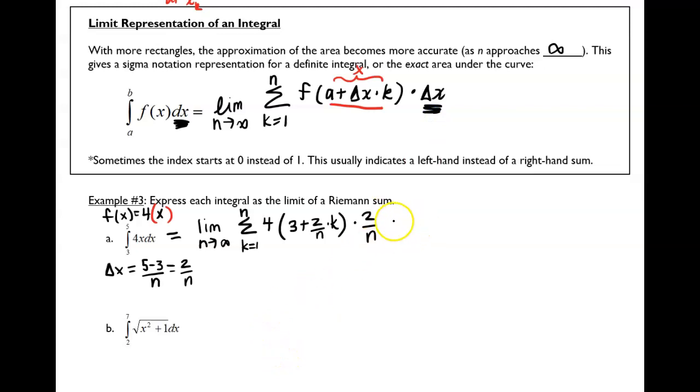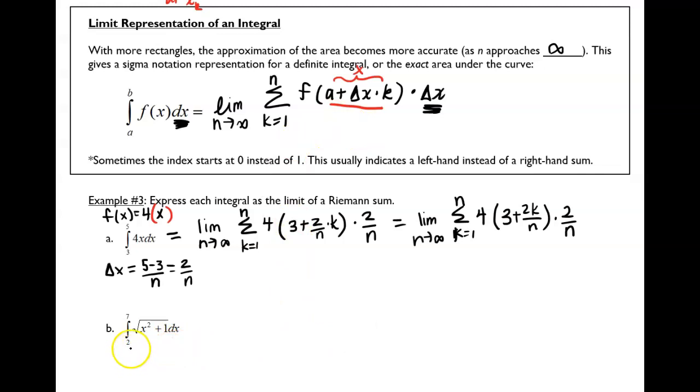Okay. Now sometimes you'll see that written instead, just a little bit of a tweak here. 4 times 3 plus 2k over n times 2 over n, or you might even see the 4 times 2 over n simplified as 8 over n, and you might have to just match up your answers that way.